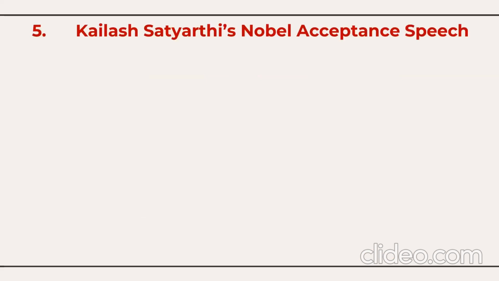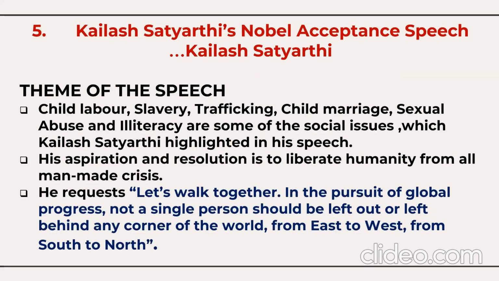Now the fifth lesson is Kailash Satyarthi's Nobel Prize acceptance speech. What is the theme of the speech here? Child labor, slavery, trafficking, child marriage, sexual abuse, and illiteracy are the social issues which Kailash Satyarthi has highlighted in his speech while receiving the Nobel Prize. His aspiration and resolution is to liberate humanity from all man-made crises.